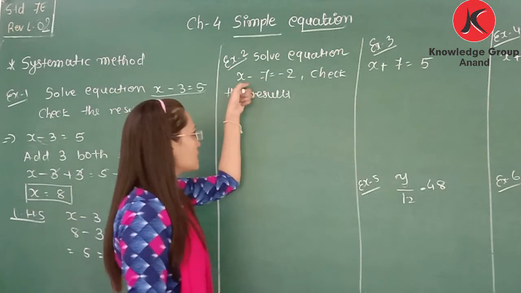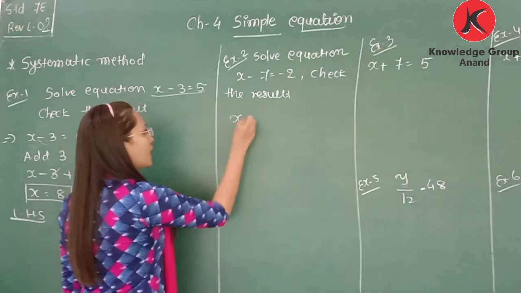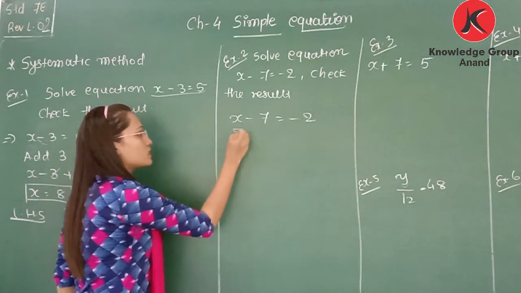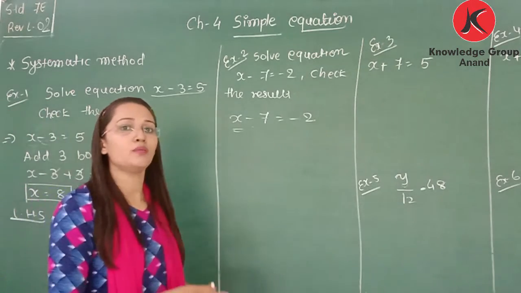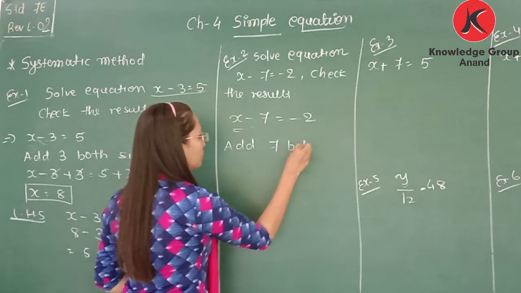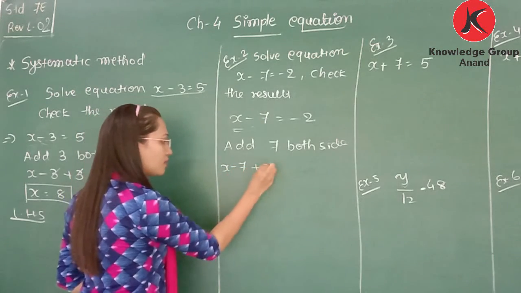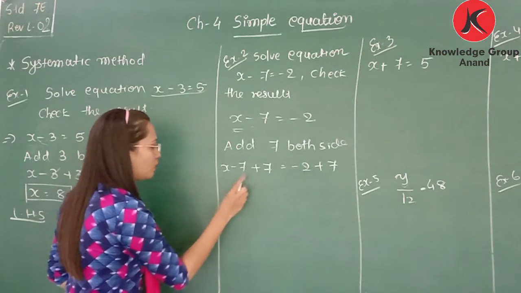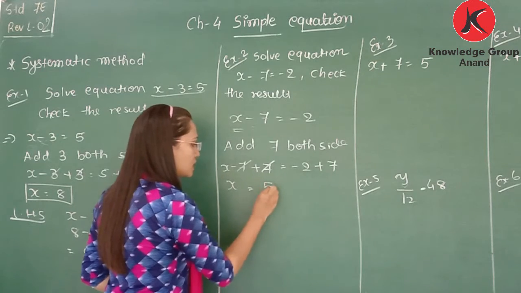Now let's take one more example. Solve the equation x minus 7 is equal to -2 and check the result. Now what is our equation? x minus 7 is equal to -2. What do we need to find? x. Means we need to remove this -7. How can we remove -7? By adding +7. So here we can write add 7 both sides. So we can write x minus 7 plus 7 is equal to minus 2 plus 7. So here x minus 7 plus 7 cancel. Minus 2 plus 7 is 5.